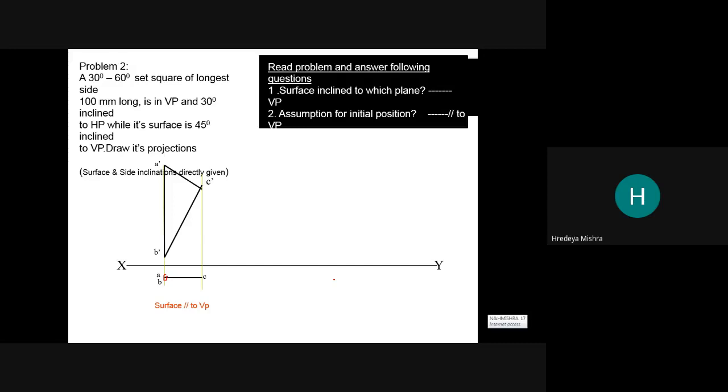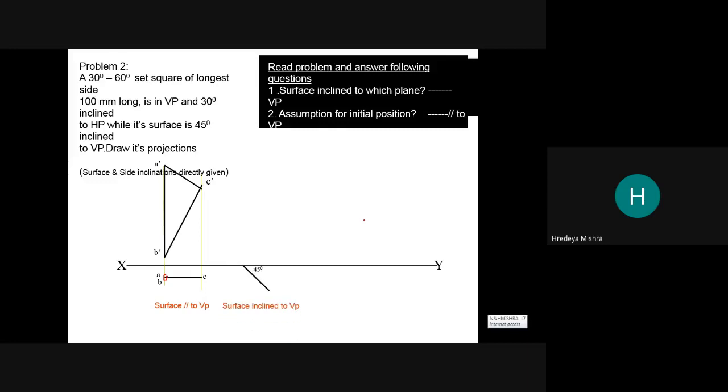Now the next thing is, 100 mm long, but inclination from 45. So in the second step we show the plane inclination, and the side inclination in the third step. The second step is the plane inclination, so we just show the plane. Surface is inclined with the vertical plane. So we show this inclination below the XY line, in the HP, the horizontal plane. See, this is the 45-degree angle.